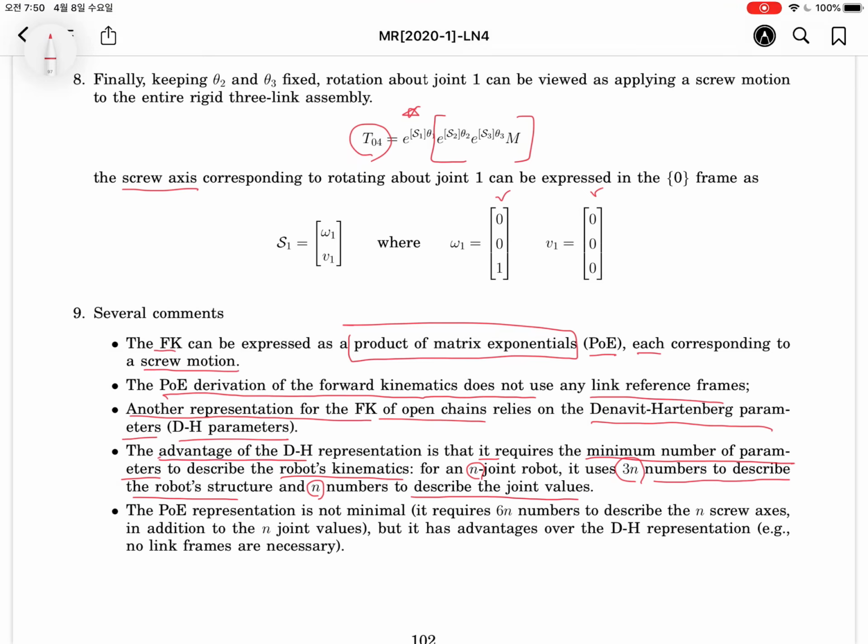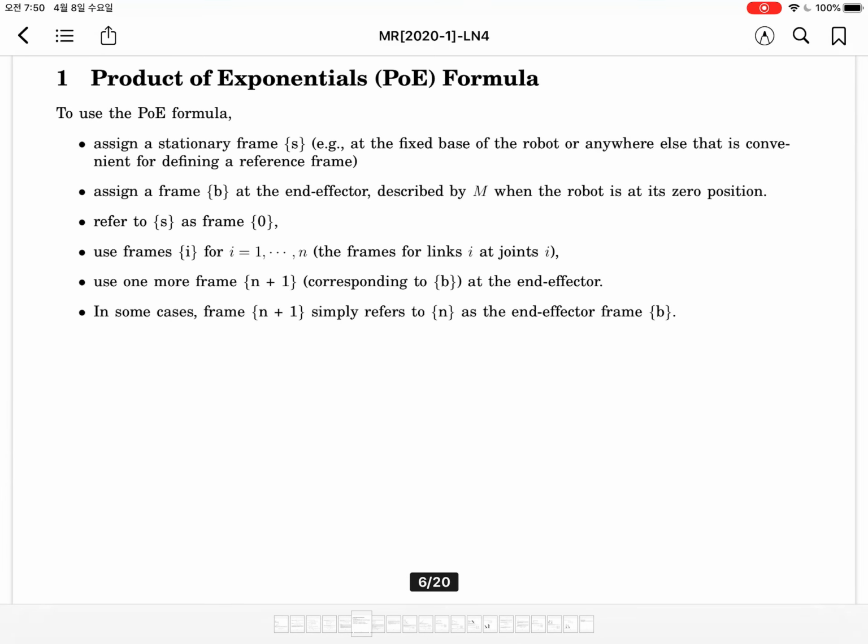On the other hand, the POE representation is not minimal. Actually, it requires 6n numbers to describe the n screw axes. One more, the n independent joint variables are required. So this is not minimal, but POE does not require any link frame or joint frame. So there is a trade-off between both.